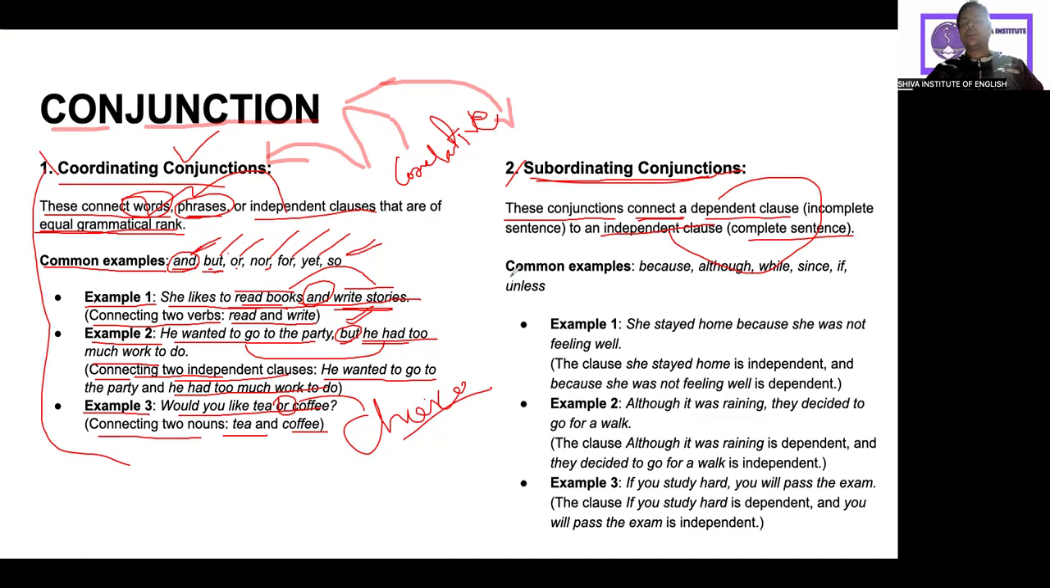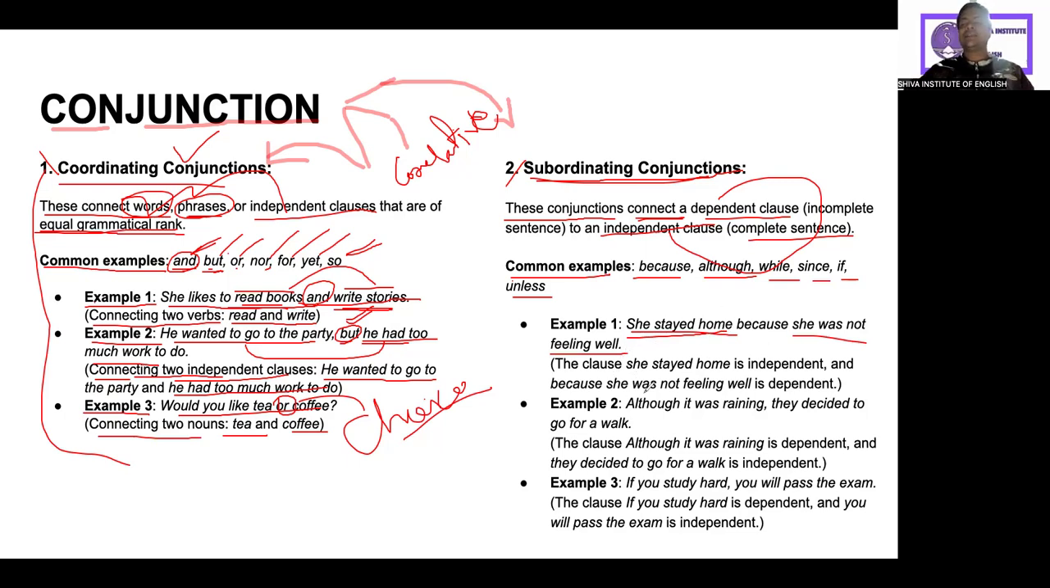So the common examples that you find under subordinating conjunctions are because, although, while, since, if, and unless. Let's get some examples here. She stayed home. Why? She stayed home. Why? Because she was not feeling well, right? So she stayed home because she was not feeling well.